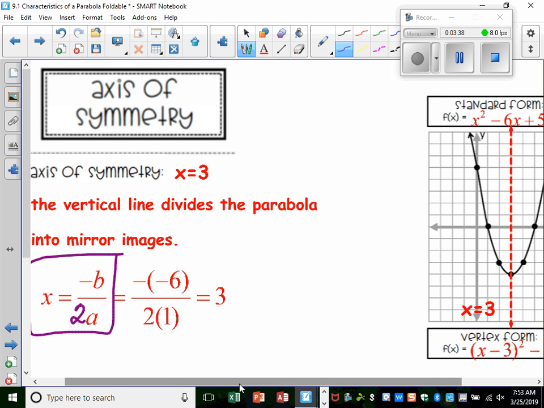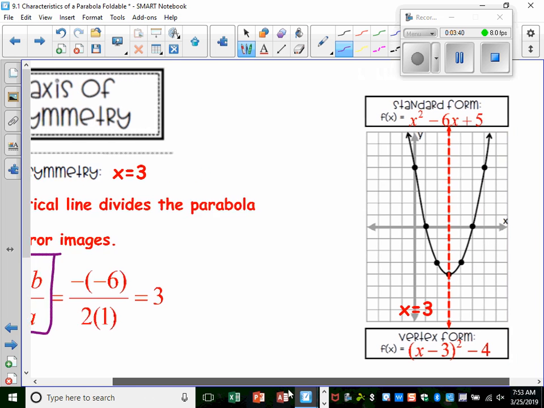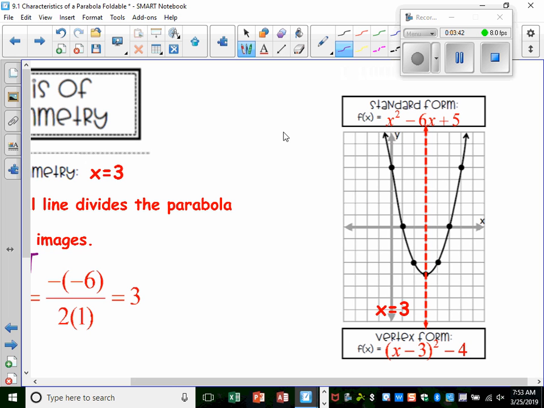Now, the form that we're going to be using, and this is a lot of vocabulary, but you got to understand, is called standard form. Standard form means your squared term is first, your b term is next, your constant is last. This is called vertex form. That's a different form, but we're going to be using standard form.